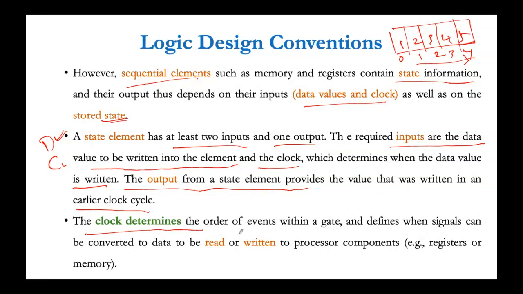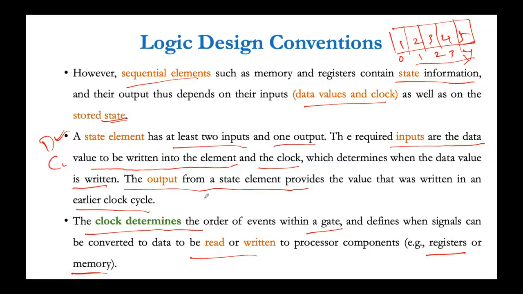So this clock determines the order of events within a gate and defines when signals can be read or written to a processor component. What are the processor components? The processor components may be registers or memory. So a state element has at least two inputs and one output, as said: the required inputs are the data value and the clock, and the output provides the value that was written in the earlier clock cycle.